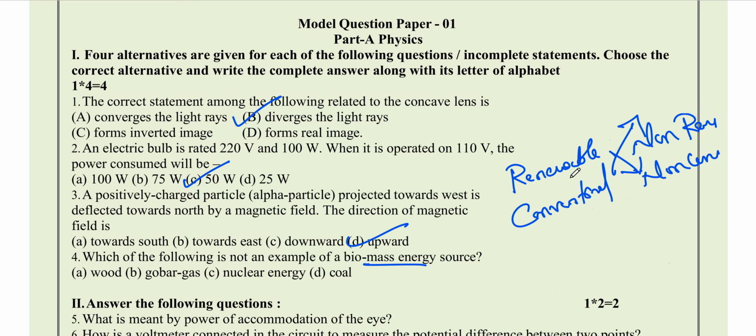हाँ. सो हियर द क्वेश्चन इज विच ऑफ द फॉलोइंग इज नॉट एन एग्जांपल ऑफ बायोमास एनर्जी. इसमें बायोमास एनर्जी आ रहा है. वुड से बायोमास एनर्जी मिलेगा? यस. गोबर गैस से? यस. कोल से? यस. न्यूक्लियर एनर्जी से बायोमास आएगा? नो. न्यूक्लियर प्लांट से न्यूक्लियर एनर्जी प्रोड्यूस होती है.